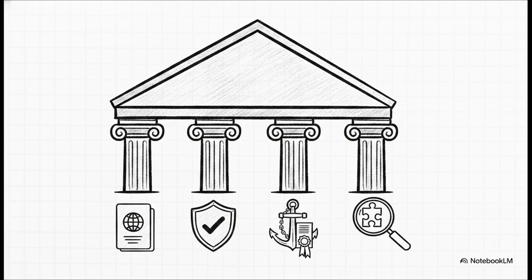Third, we have trust anchors. I mean, someone has to vouch for the identity, right? This is usually an internal certificate authority, or CA. If the calling service and the receiving service don't share the same trust anchor, they fundamentally cannot trust each other's certificates. And finally, we have the scope of identity.